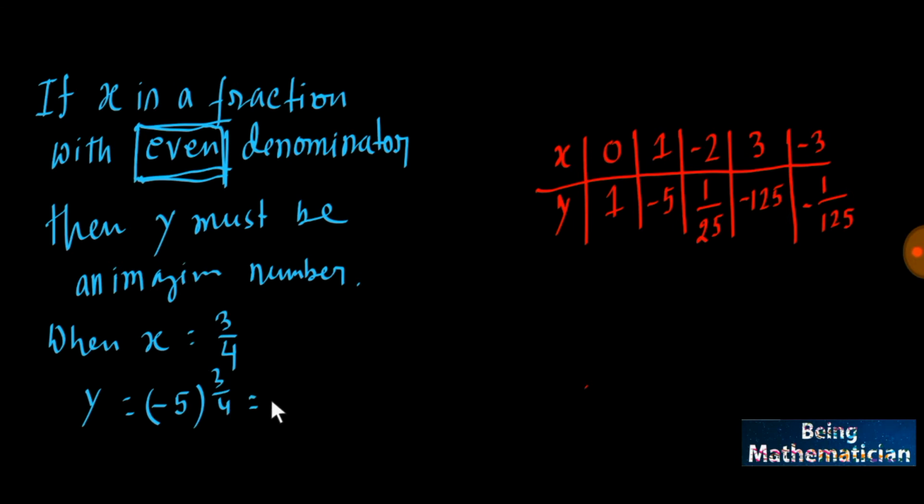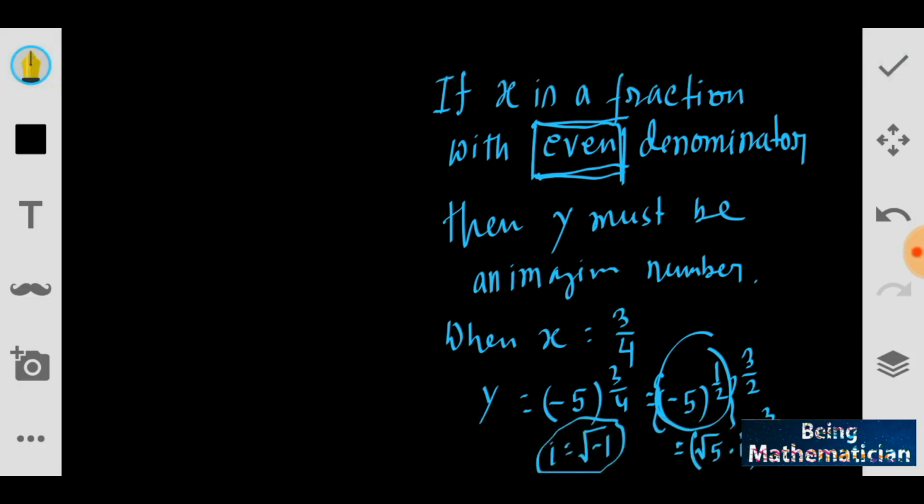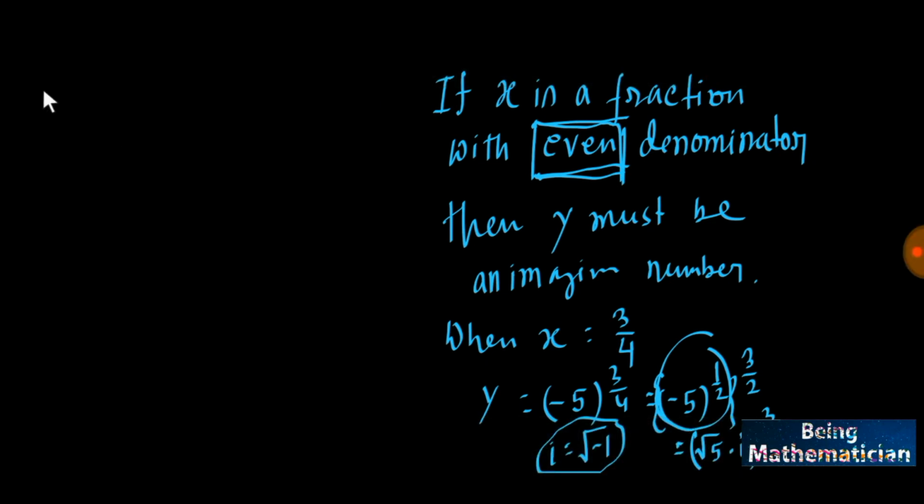Now it will be ((-5) to the power 1 by 2) whole to the power 3 by 2. Now this part can be written as (√5 into i) whole to the power 3 by 2, where i must be √-1. We know this. Therefore, from this example, we can say y is not real.